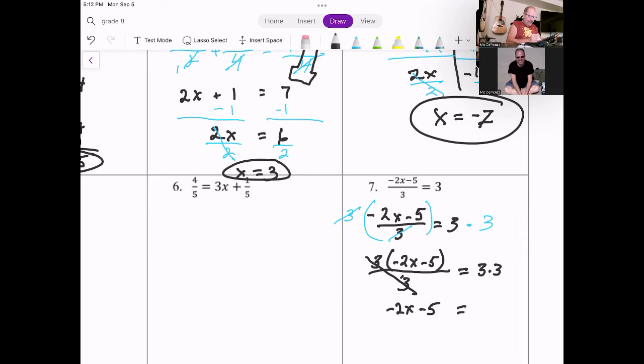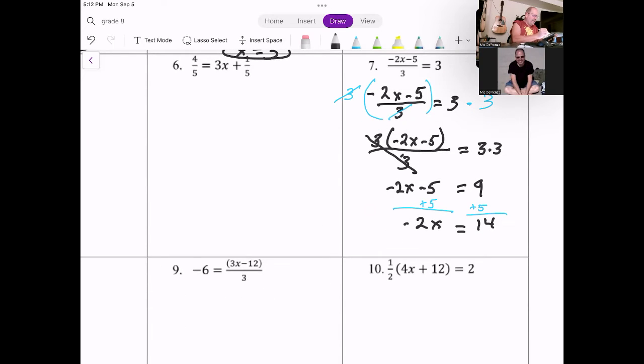And then on the other side, we have 9. Now we're going to undo this minus 5. Any ideas? Yes, plus 5 on both sides. And these are just the rules of algebra. It's like if it was a game, this is how you play the game. Now, finally, the next step is to divide by that negative 2. Undo that multiplication by negative 2 by dividing by negative 2. And that just leaves us with x equals negative 7.